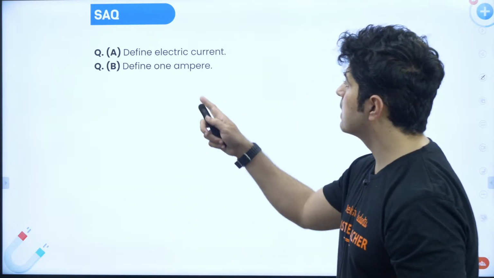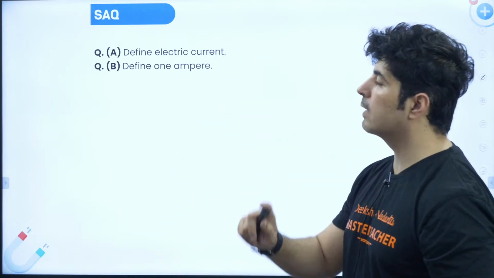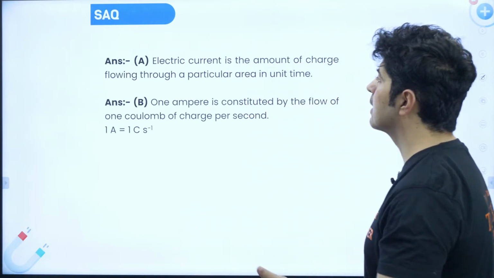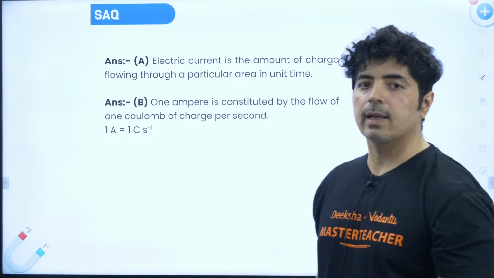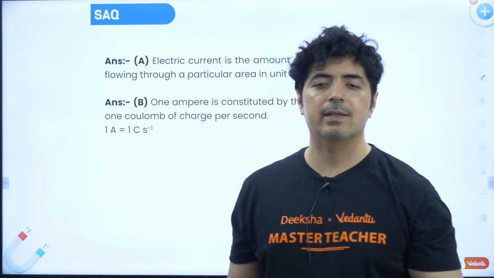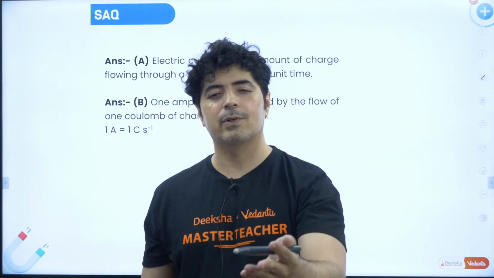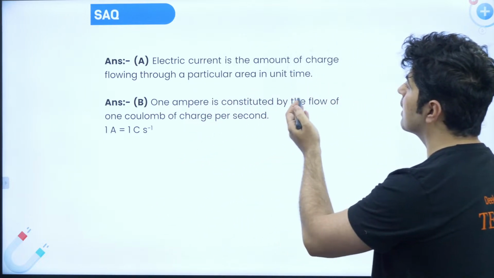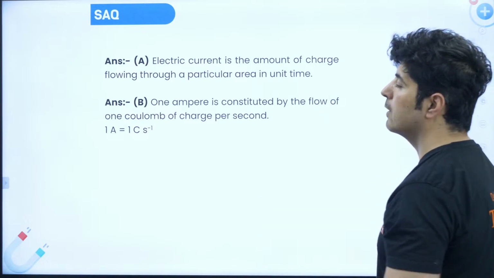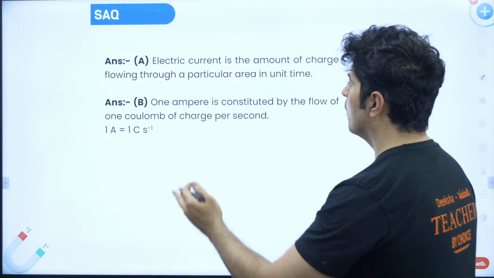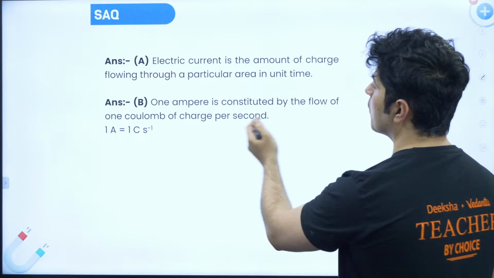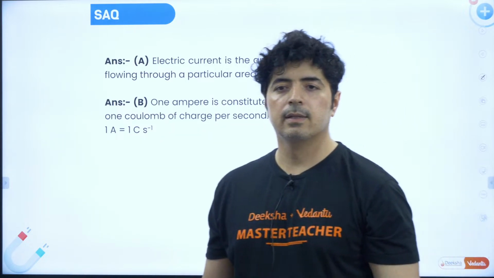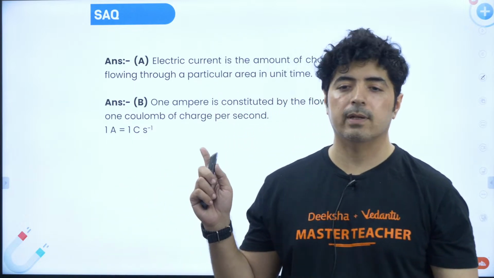All right. So this is: define electric current and define 1 ampere. This was a problem which came. Again, I'm just showing you the answer. This is how you need to write the answer, guys. Please mug up like a parrot, just for 2 months. After 2 months, you are free to go. So electric current is the amount of charge flowing through a particular area in unit time. That's it. 1 ampere is constituted by flow of 1 coulomb of charge per second. These two definitions are very important.